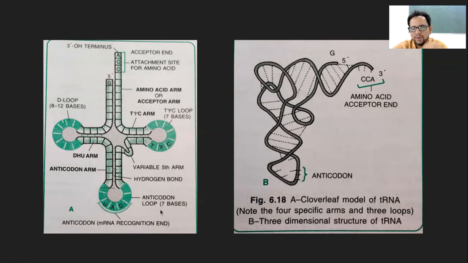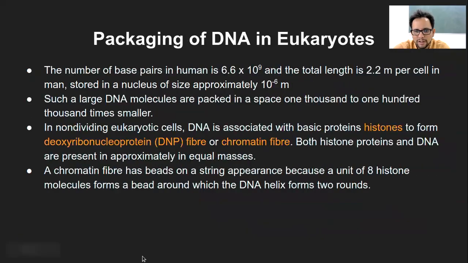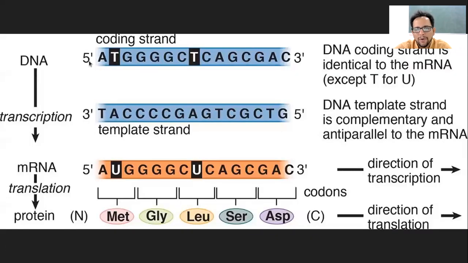Let me go back to that slide because that will create a better imagination. Yes, here. So 5 prime to 3 prime is our coding strand, and this is the template strand. The template strand is required so that the mRNA is synthesized, which is exactly like 5 prime to 3 prime, right? So that means mRNA is also 5 prime to 3 prime. And that way, if there is an anticodon, it will be like 3 prime to 5 prime. So I hope this part is clear.